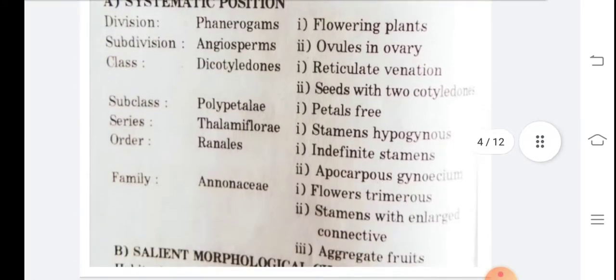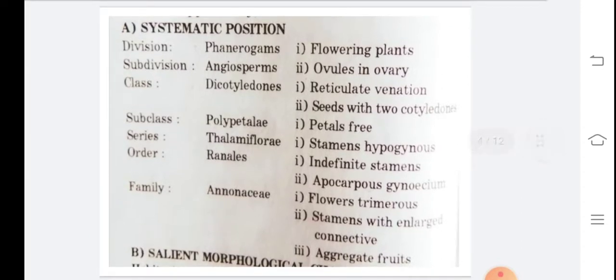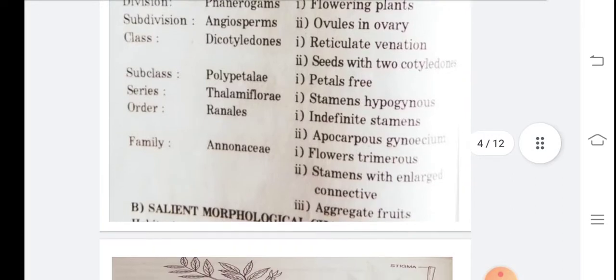which shows the seeds. Then the systematic position for this family: division Phanerogams, flowering plants; subdivision Angiosperms, ovules enclosed in ovary; class Dicotyledons, reticulate venation and seeds with two cotyledons; then subclass Polypetalae, petals free; and the series Thalamiflorae. After the first family, the first series is Thalamiflorae, then Disciflorae. So Anonaceae and Meliaceae both are from Thalamiflorae, right. Stamens hypogynous, order Ranales. It is the first order in Bentham and Hooker's classification, with indefinite stamens and apocarpous condition.